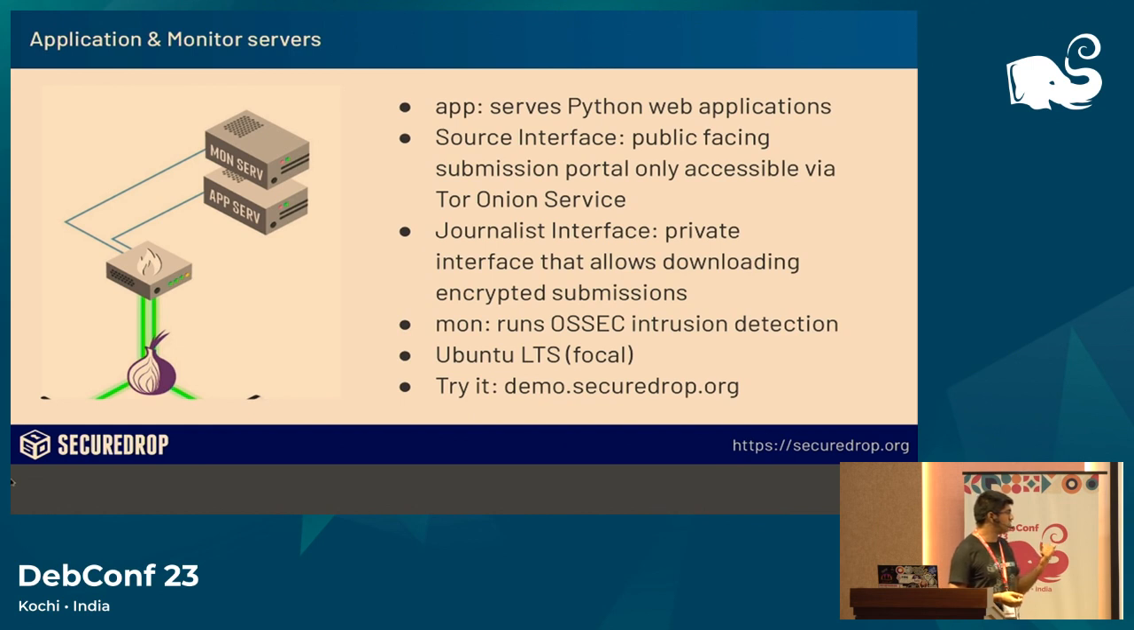The journalist interface is a private interface that allows downloading encrypted submissions that journalists use. The monitoring server runs a piece of software called OSSEC. It's like intrusion detection, notification, and logging. Every time specific activities happen on the application server, admins will get an email notification saying, oh, someone logged into the server, or a package was updated or something like that.